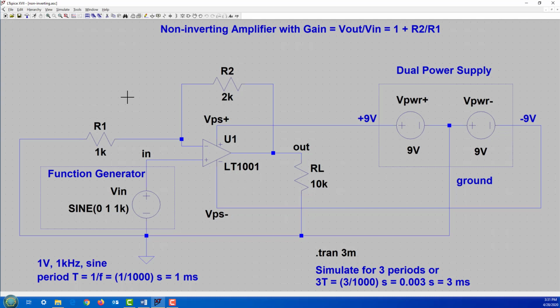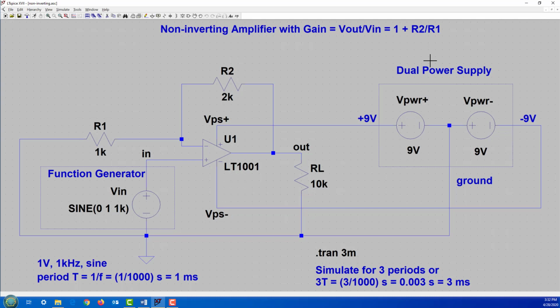Okay. So what we have here is R2 and R1. The gain is 1 plus R2 over R1. And on the right, I show you how we set up the 9 volts and minus 9 volts for a power supply for the OpAmp, right? Without the power supply, the OpAmp won't work. The OpAmp that we're using is called LT1001. It's very similar to the LM741 OpAmp. So it's a garden variety OpAmp.